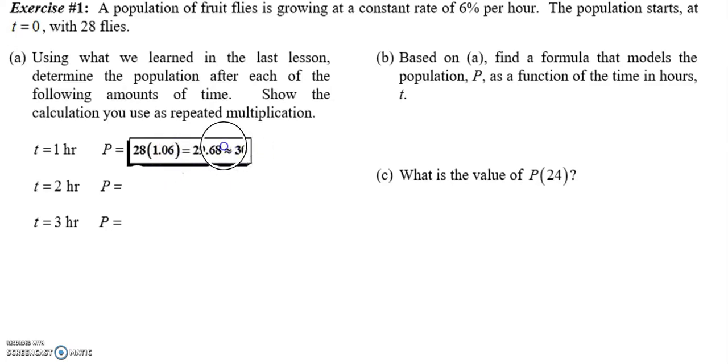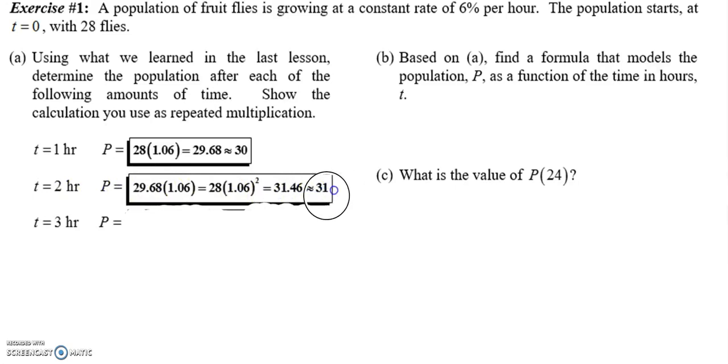So it went up to 29.68. Hour 2, basically, remember, we'd take this answer, this 29.68, and we would do the exact same thing to it. Now remember, this 29.68 really came from this. Hopefully this makes sense to you. So notice this was 28 times 1.06. Now we're multiplying it by another 1.06. So really what we're doing is doing 28 times 1.06 twice, or to the second power, which notice is matching our hours. And then we would multiply that out, roughly get 31 flies.